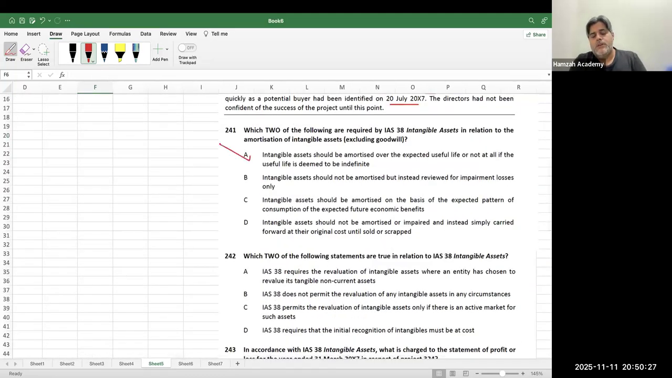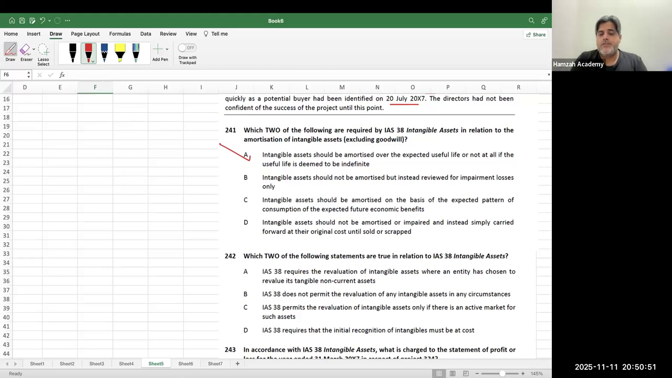True. I mean, you normally amortize it over the useful life, and if the useful life is indefinite, then technically speaking, you don't need to amortize them. Agreed. Second, B: intangible assets should not be amortized, instead reviewed for impairment losses. No, the intangibles with the indefinite life are normally checked for impairment.